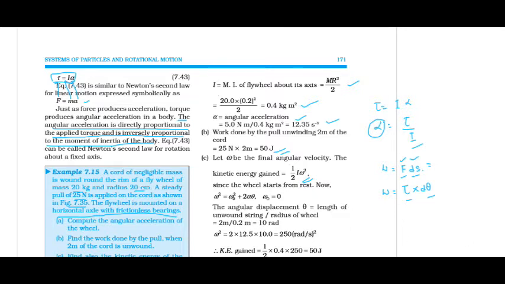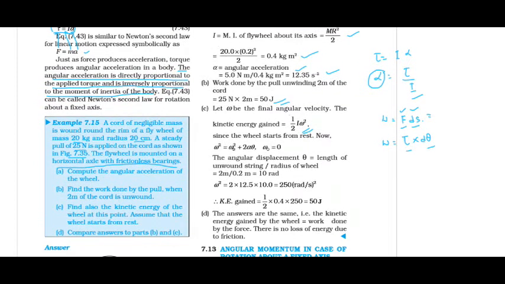So we put the values to get omega square, and kinetic energy is equal to half I omega square. Putting the values of I and omega square, we get 50 joule. The answers are the same, that is the kinetic energy gained by the wheel is equal to the work done by the force. There is no energy loss due to friction.